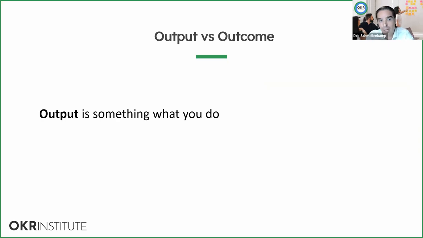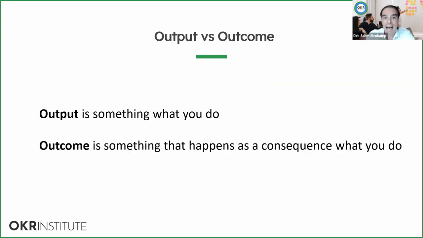Output is something what you do. So you have your input and then you have your output. And outcome is something that happens as a consequence of what you do. So that's the essential part between KPIs, also KPIs more output, and outcome more OKRs. So what do you have to change, innovate, and so on, in the process? As a consequence, then you have your outcome.